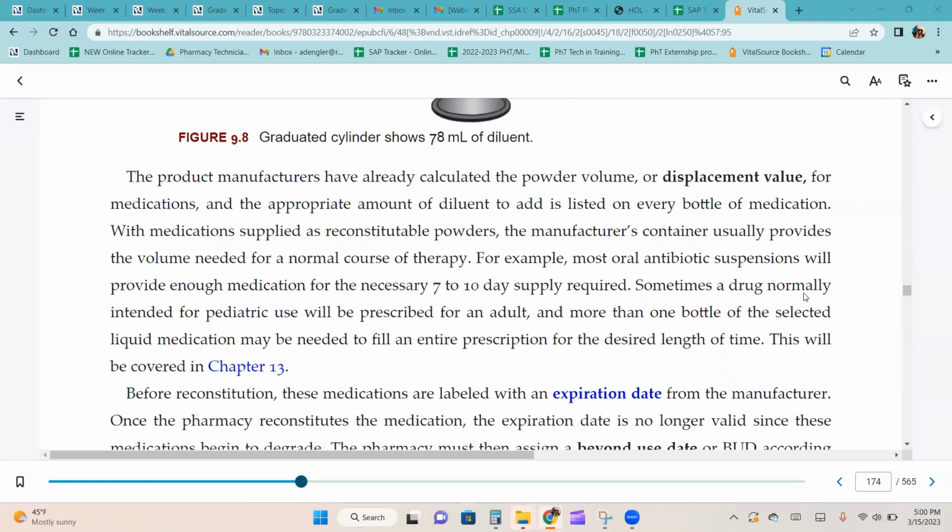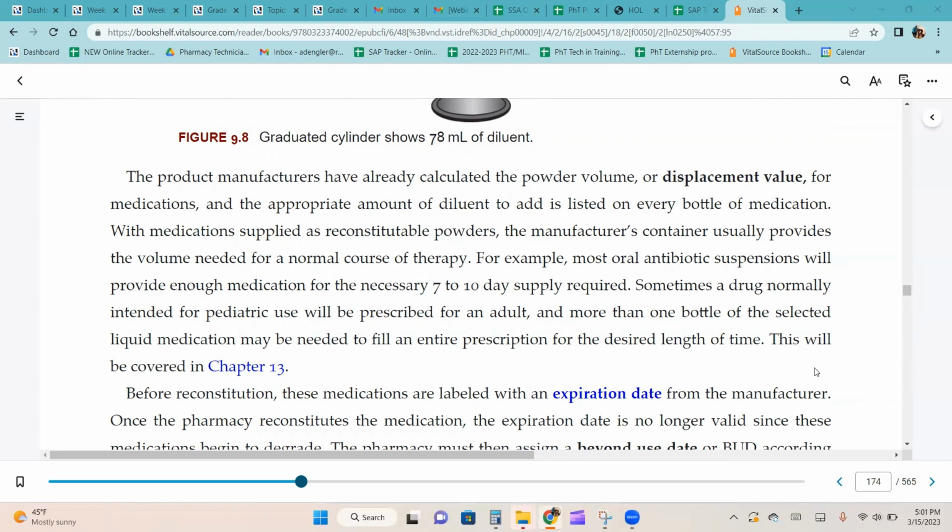The product manufacturers have already calculated the powder volume or displacement value for medications, and the appropriate amount of diluent to add is listed on every bottle of medication. With medications supplied as reconstitutable powders, the manufacturer's container usually provides the volume needed for a normal course of therapy. For example, most oral antibiotic suspensions will provide enough medication for the necessary 7 to 10 day supply required.